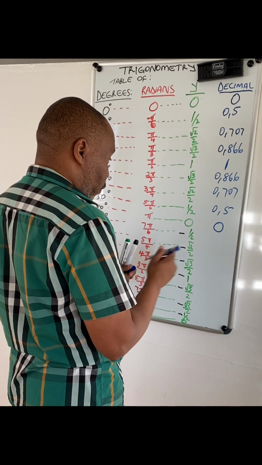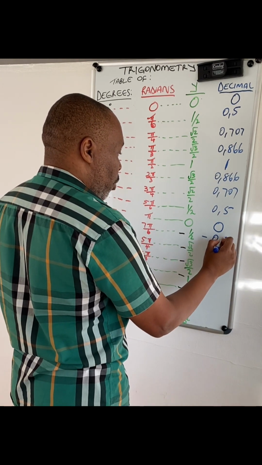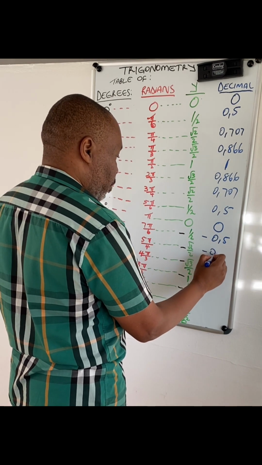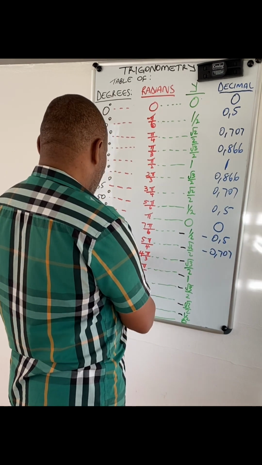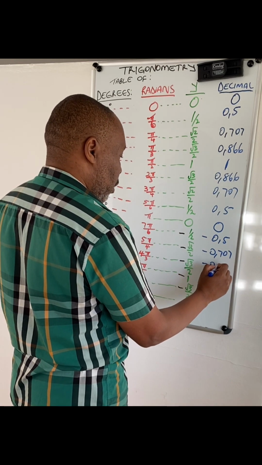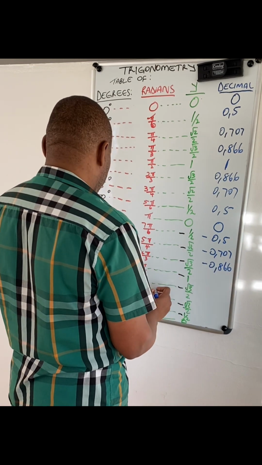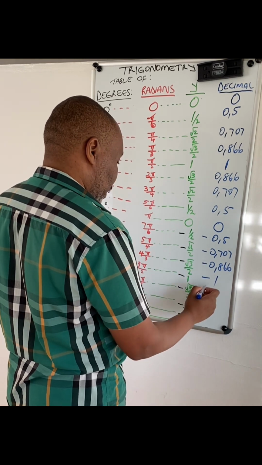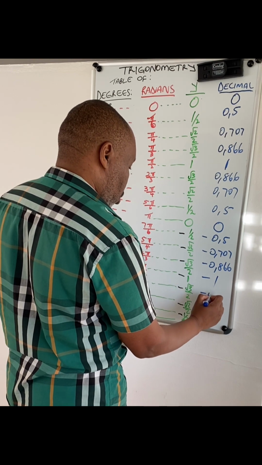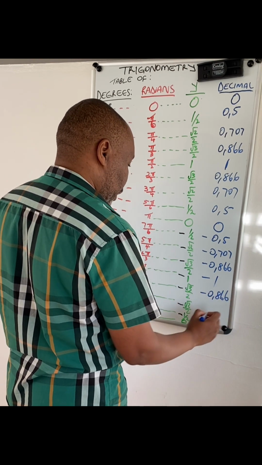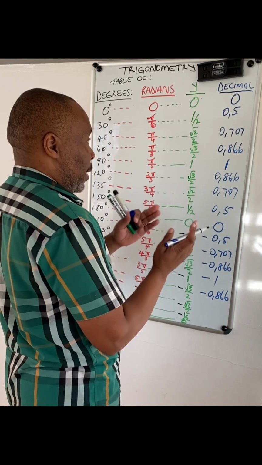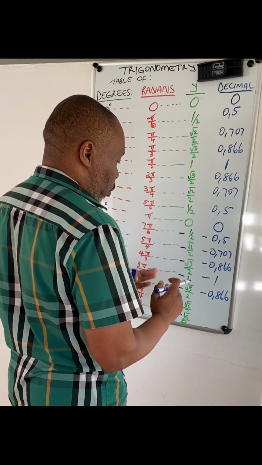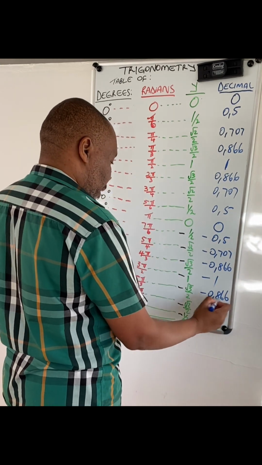At 210, it changes. It takes the negative form, so it becomes negative 0.5. At 225, it's negative 0.707. At 240, it's negative 0.866. At 270, it is negative 1. At 300, it's negative 0.866. It just goes like this and it reverses. It's never more than 1. It's 1 and below, right down to 0, and goes back negative.